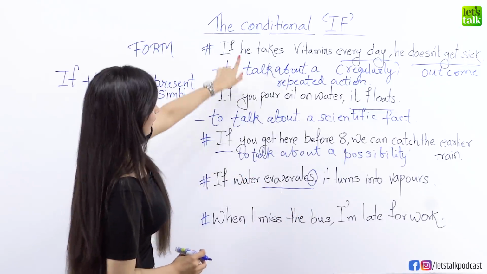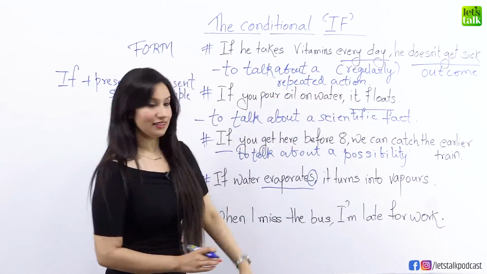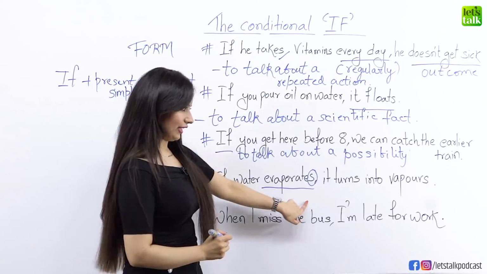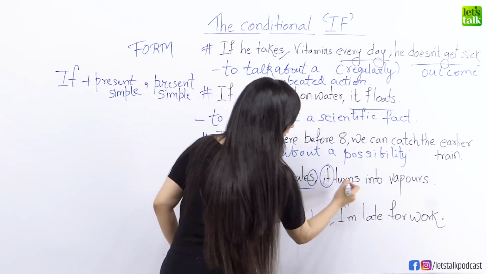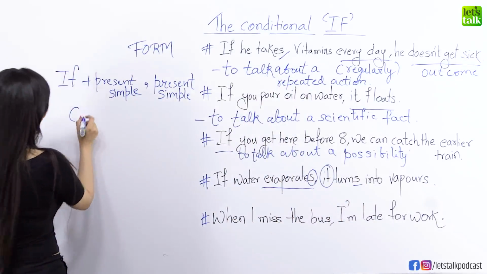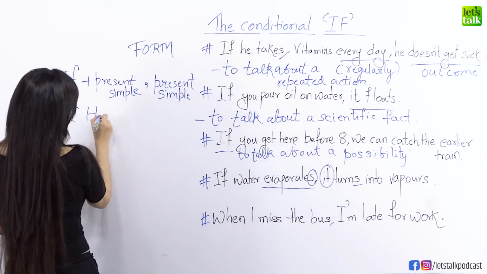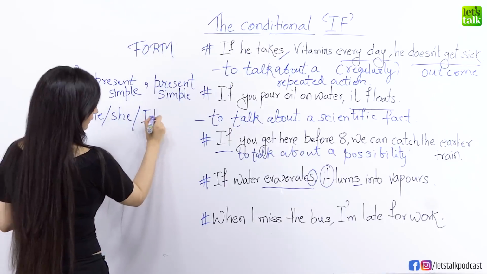For example, if he takes vitamins every day, he doesn't get sick. We have an S. And here also, we have an S. And here again, with it, we use an S. I'll write it for you here. He, she, or it. You're going to use an S.